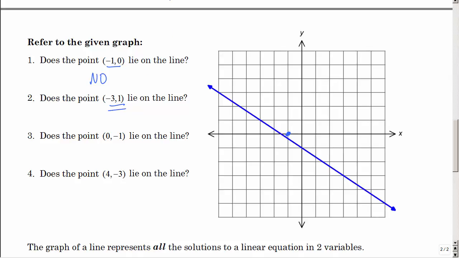What about -3, 1? Well, that means I'd go left 1, 2, 3, and then I'd go up 1. So left 1, 2, 3, and up 1. That looks like it was on the line.